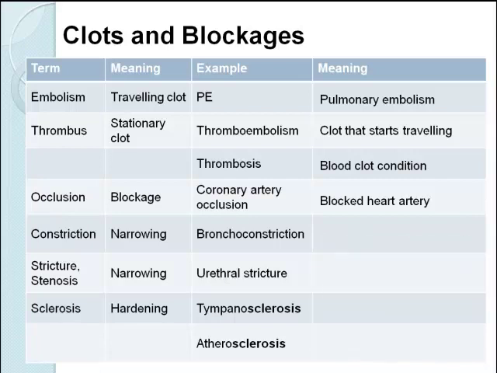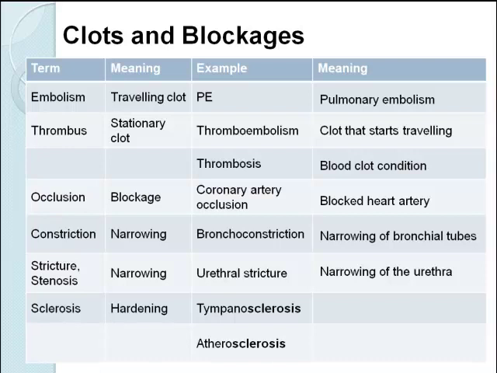Constriction means narrowing. Bronchoconstriction, that would be narrowing of the bronchial tubes, and they were the tubes leading into your lungs. Stricture and stenosis both mean narrowing. I may have a urethral stricture, so that would be a narrowing of my urethra, the tube that takes the urine from the bladder to the outside world.